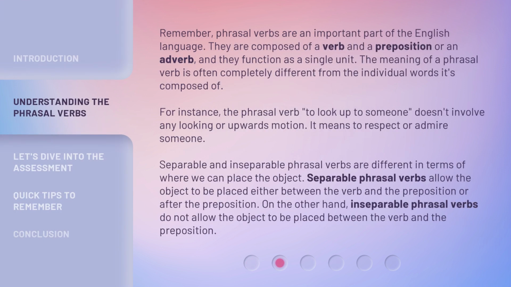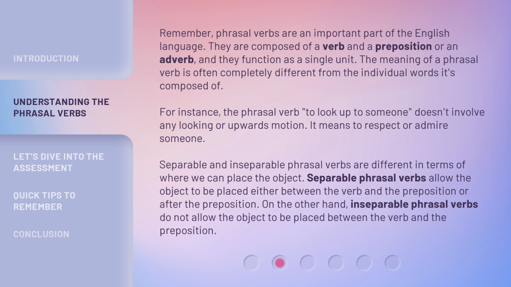Remember, phrasal verbs are an important part of the English language. They are composed of a verb and a preposition or an adverb, and they function as a single unit. The meaning of a phrasal verb is often completely different from the individual words it's composed of. For instance, the phrasal verb, to look up to someone, doesn't involve any looking or upwards motion. It means to respect or admire someone.